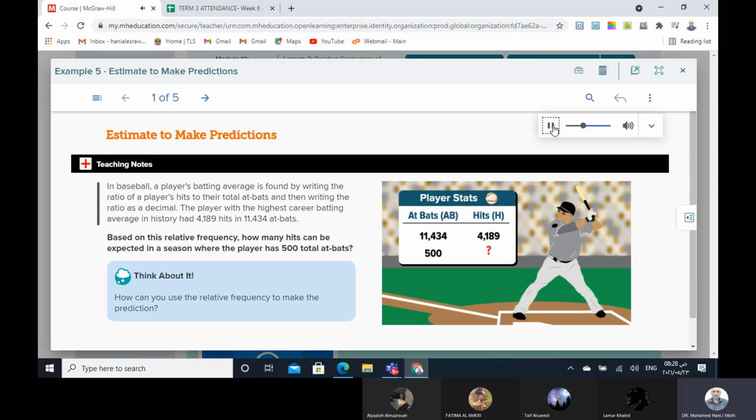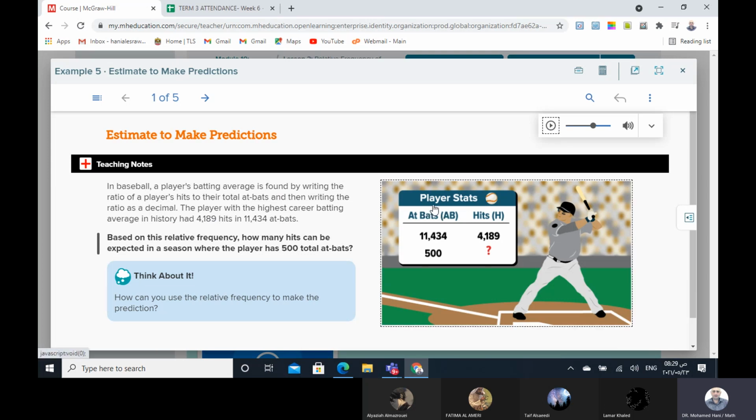In baseball, a player's batting average is found by writing the ratio of a player's hits to their total at-bats and then writing the ratio as a decimal. The player with the highest career batting average in history had 4,189 hits in 11,434 at-bats. Based on this relative frequency, how many hits can be expected in a season where the player has 500 total at-bats?